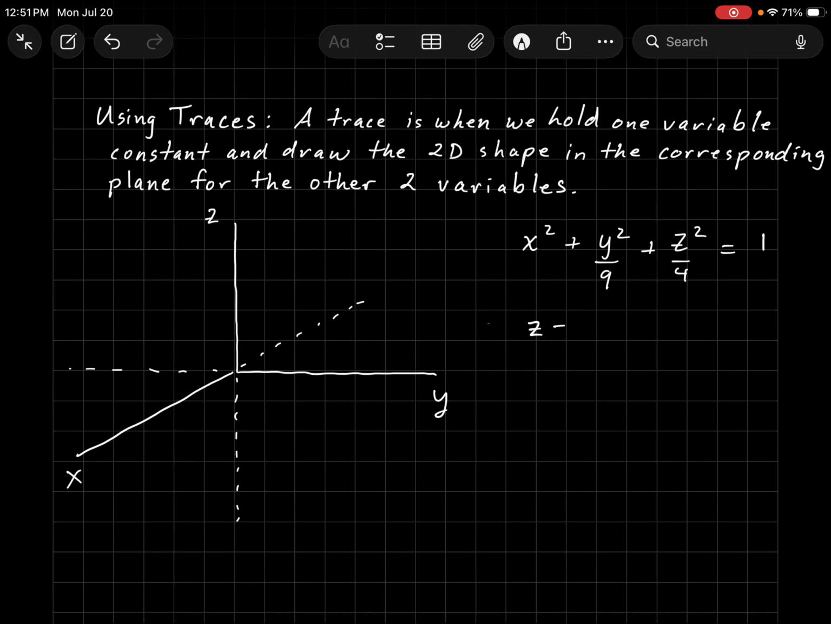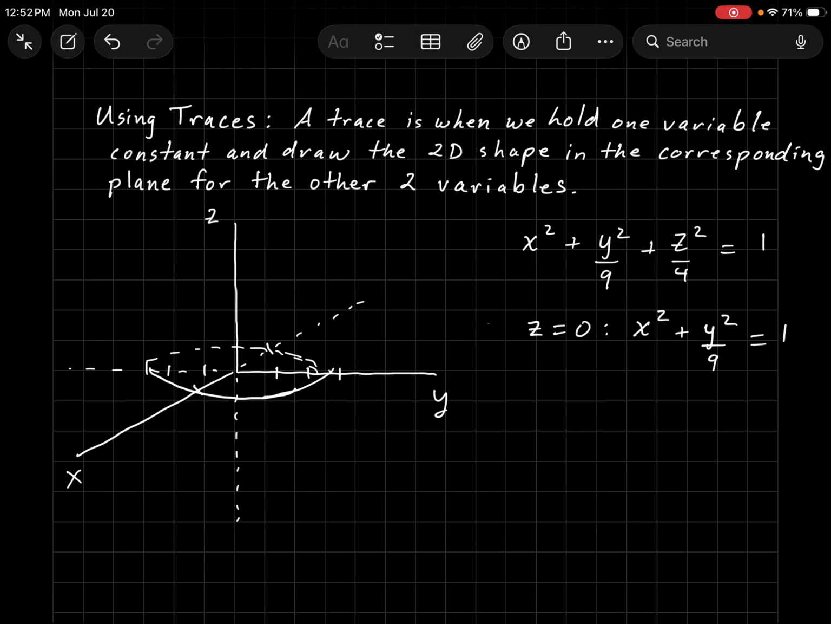Well, let's let z equal 0. And we're going to do the trace in what's called the xy plane. So when z equals 0, we're in the xy plane, and that leaves us the equation x squared plus y squared over 9 equals 1. And we know that to be an ellipse centered at the origin in the xy plane. That's going to go out 1 on the x-axis and then 3 on the y-axis. And so in the xy plane, we have this ellipse. Something that looks like this.